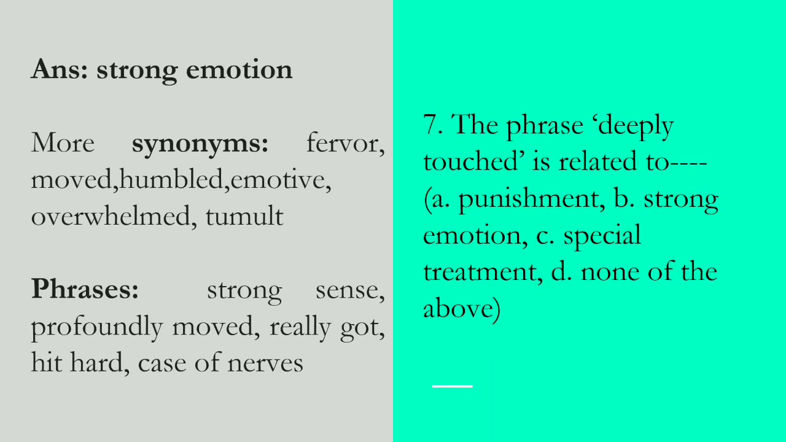So you need to find the meaning of it. Deeply touched is directly related to a strong emotion, because the other options are punishment, special treatment, none of the above, etc. So you can relate it to strong emotion, or deeply moved by something. Anyway, synonyms: fervor, moved, humbled, emotive, overwhelmed, tumult, etc. And phrases: strong sense, profoundly moved, really got, hit hard, case of nerves, etc. Read the phrases again and again. Other words are already familiar to you, I suppose.